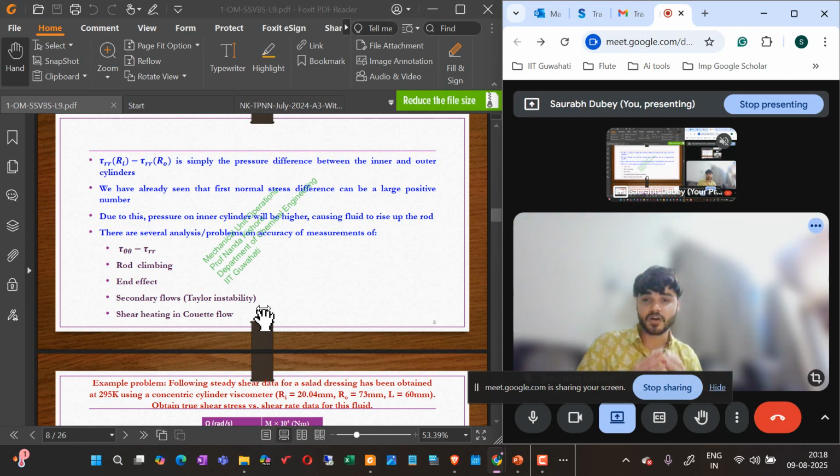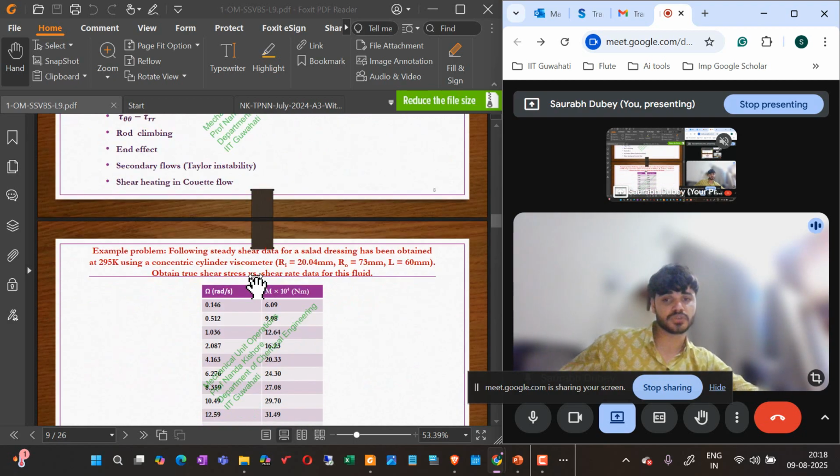We have already seen that the first normal stress difference can be a large positive number. Due to this, the pressure on the inner cylinder will be higher, causing the fluid to rise up the rod. There are several analyses, for example, the problem on the accuracy of the measurement of tau theta theta minus tau RR, rod climbing, end effect, secondary flow, which is the Taylor instability, and then shear heating in the Couette flow. Those are explained.